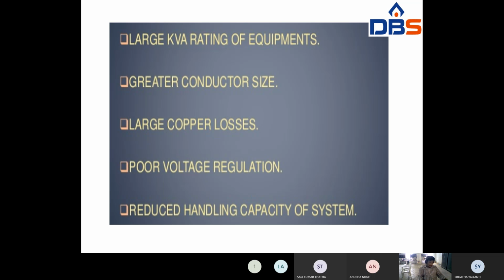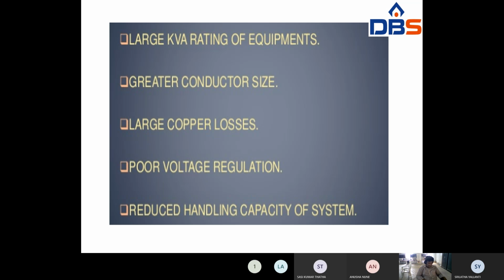Next, poor voltage regulation. In alternators, transmission lines or transformers, large current at low lagging power factor causes very high voltage drops. Because the current is high, the IR drop, the voltage drop, is high. So whenever the voltage drop is high, the regulation reduces.